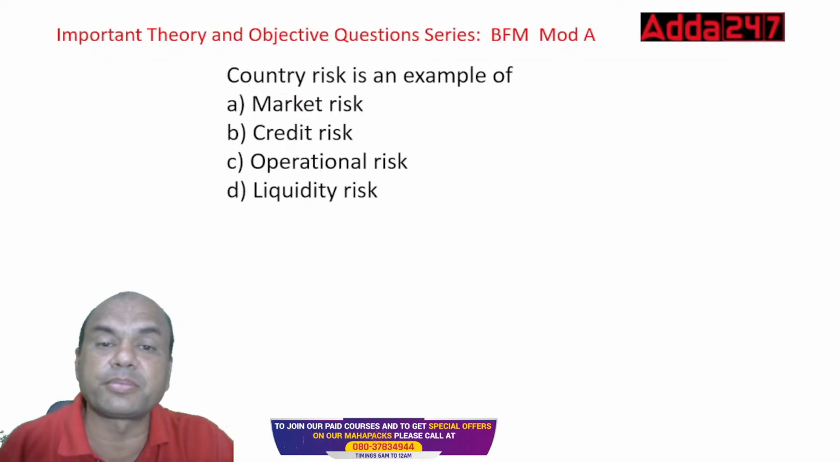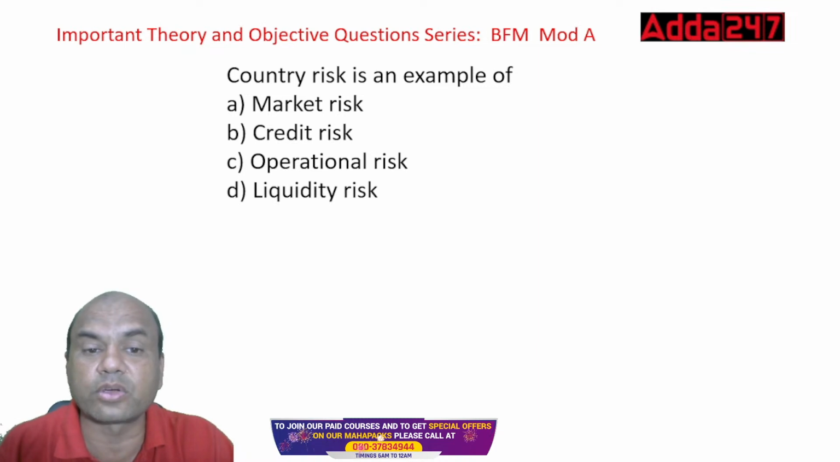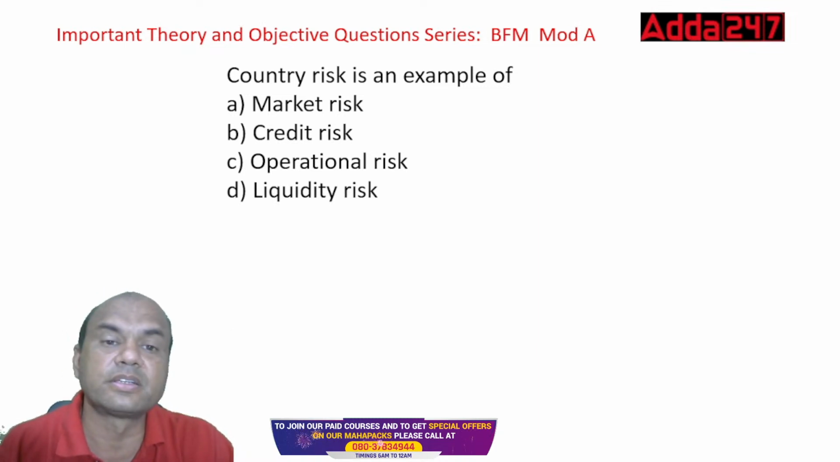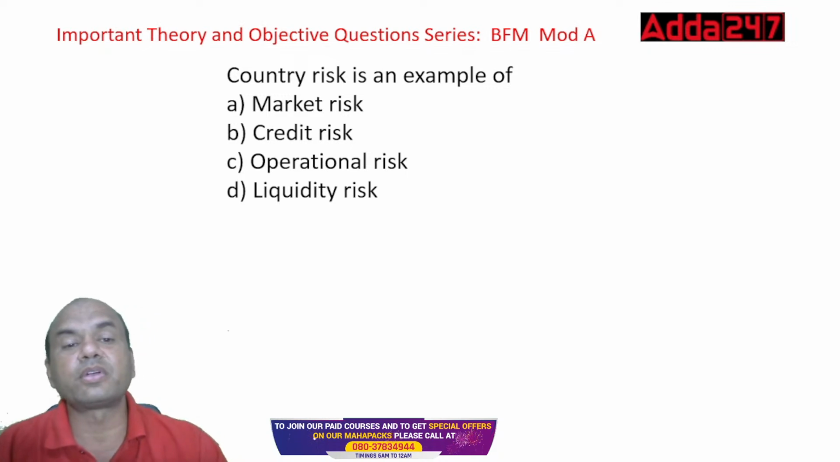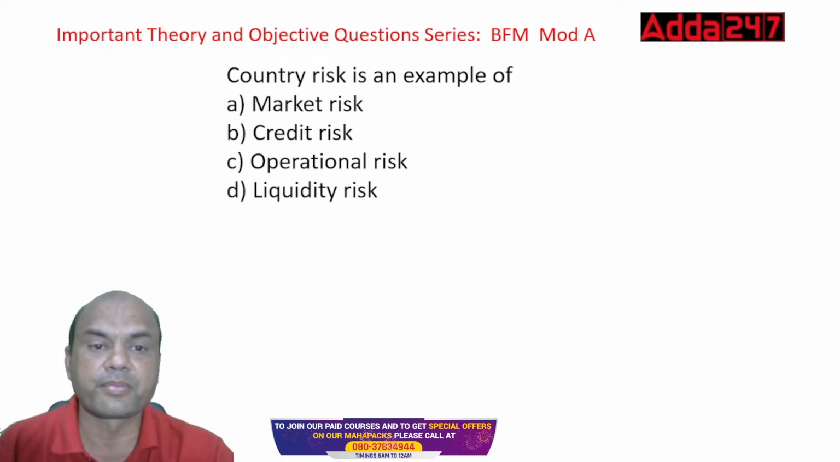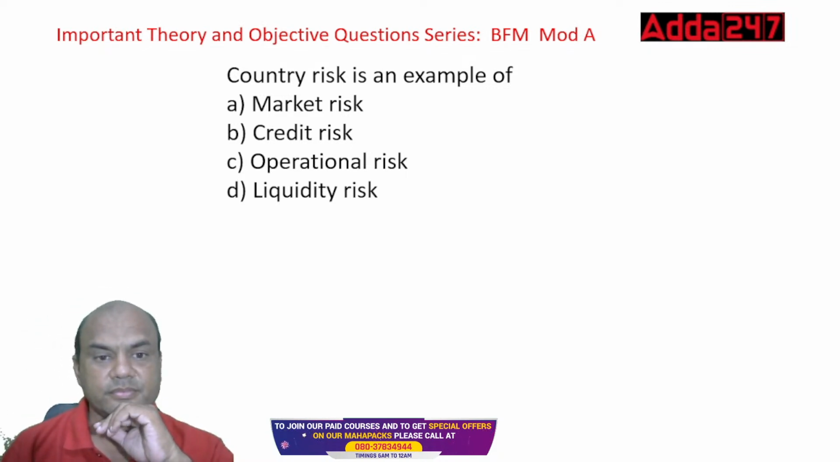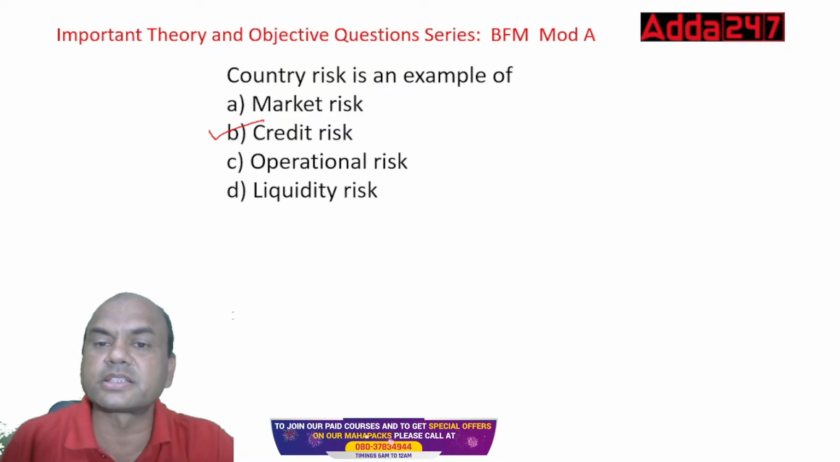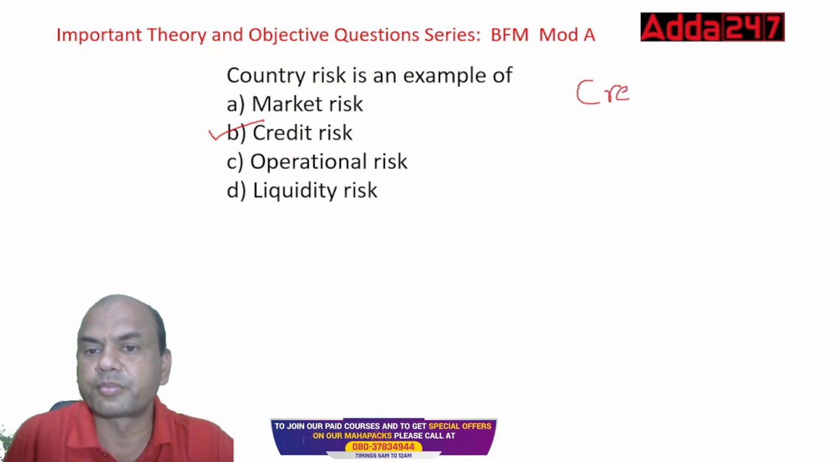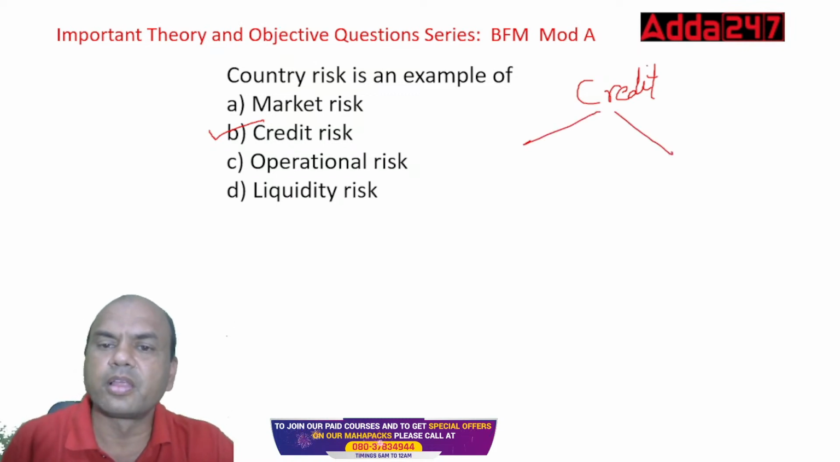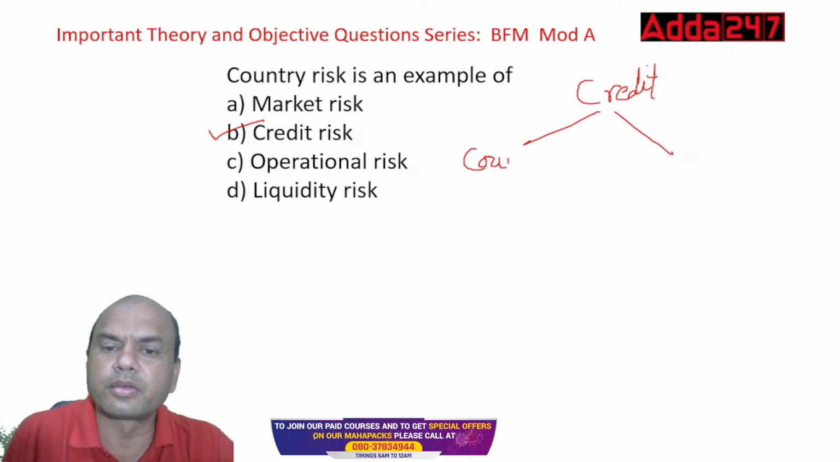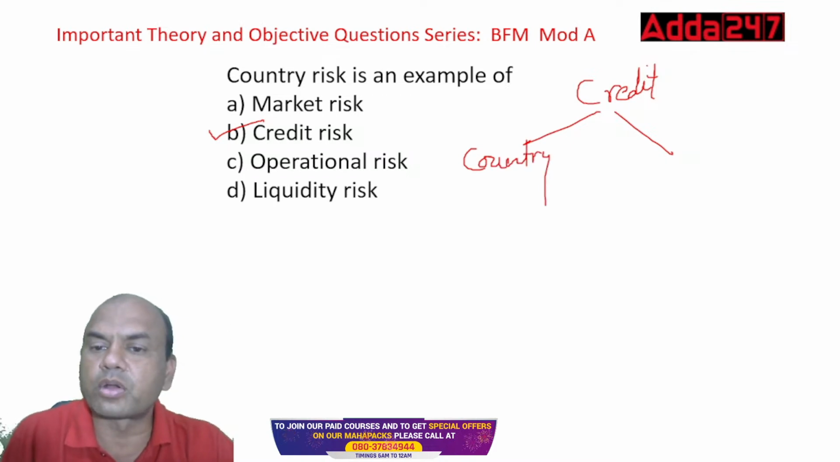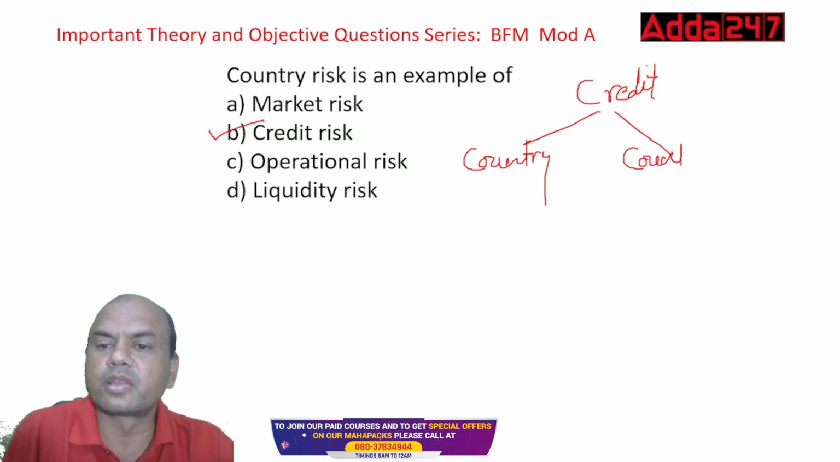Country risk is an example of market risk, credit risk, operational risk, or liquidity risk. So country risk is an example of what? It is credit. Remember, credit risk is of two types. There can be various types, but mainly two types. One is country and the second is counterparty.